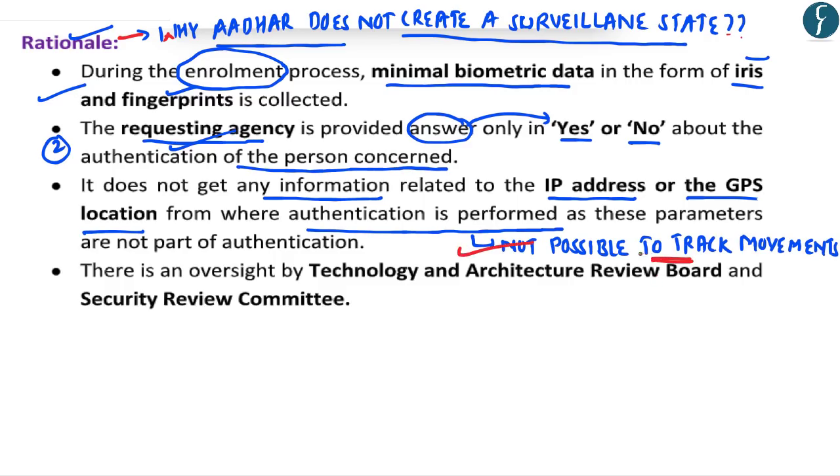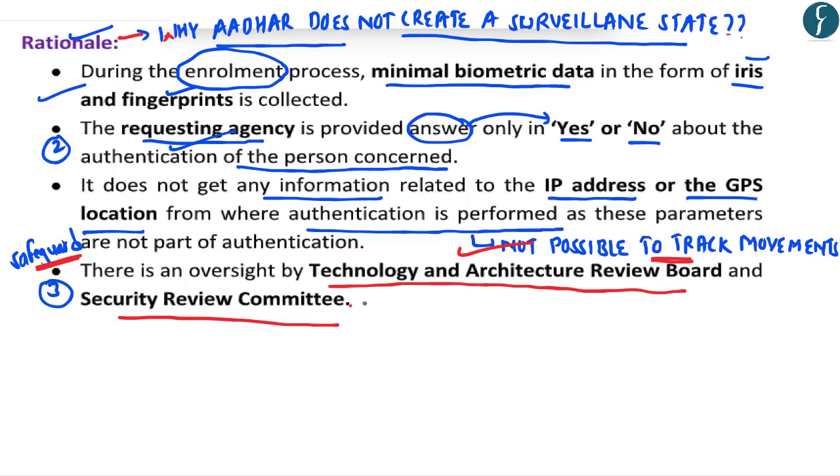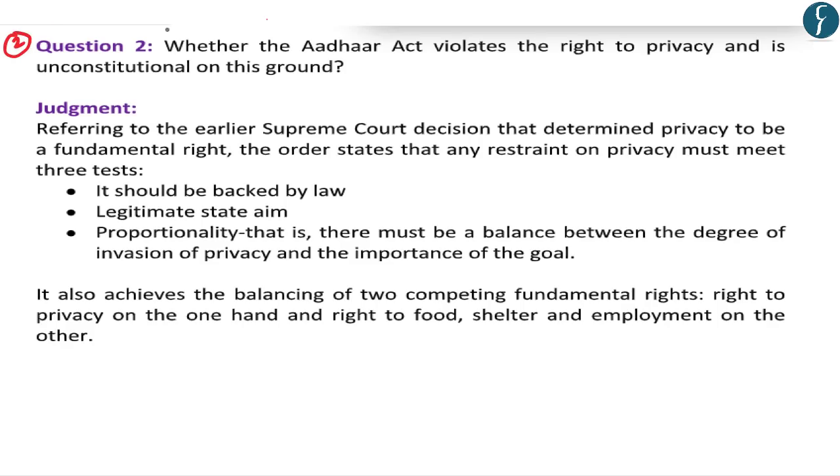Further, the Supreme Court has stated that the government has created a safeguard in the form of Technical and Architecture Review Board and Security Review Committee in order to ensure data protection of all the individuals. Thus, based on these arguments, the Supreme Court has stated that Aadhaar does not create a surveillance state and hence it is constitutional. Now coming to the second petition. The petition here was whether the Aadhaar Act violates the right to privacy and hence it is unconstitutional on this particular ground.